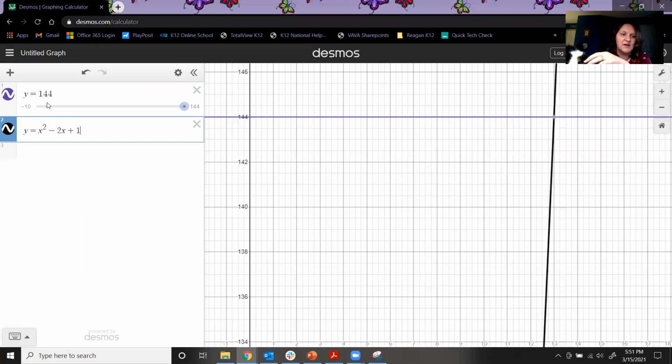But then I went to Desmos to solve this. So I enter y equals 144 because that was the left side of my equation. And then y equals x squared minus 2x plus 1, since that was the right side of my equation. I'm looking to see where those two things intersect. That will be the solution.